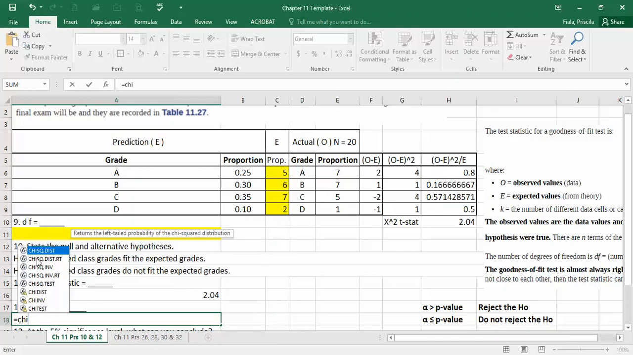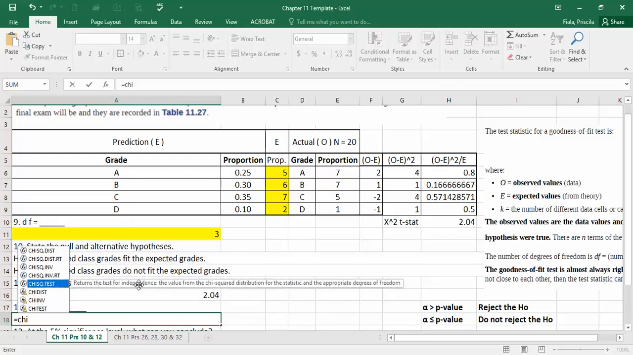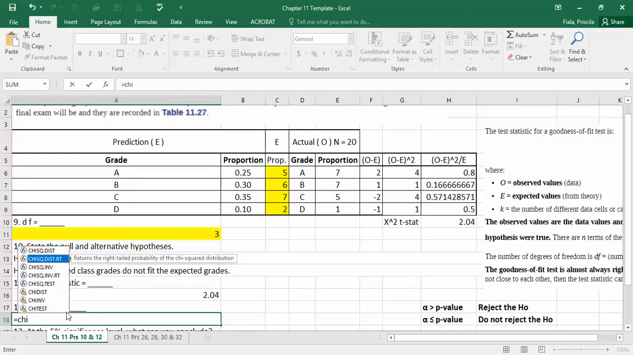See where it says chi-square distribution right tail. Chi-square distribution right tail. Right here returns the left tail. So if you had a left tail, and right here right tail, here returns the inverse of the left tail, right here the inverse of the right tail, and this returns the test for independence, which is the same as what is going to give me over here. So let's use the right tail. Chi-square distribution for the right tail.